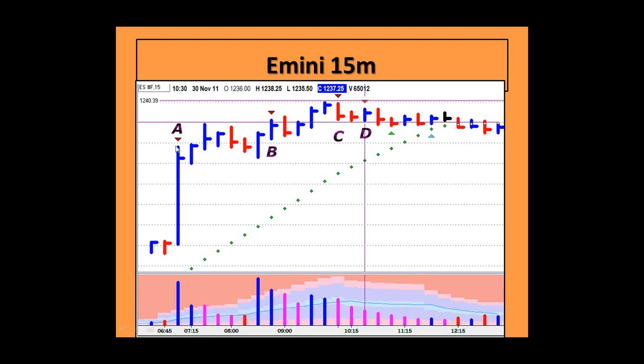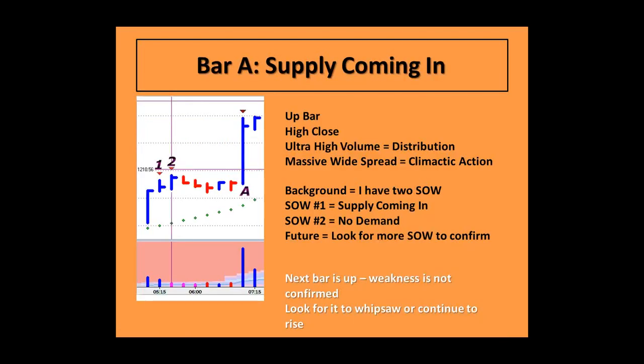Okay, so we have supply coming in. This is called the end of a rising market. Bar C is a reversal after an effort to rise, and D is a no demand. Okay, and I'm going to explain them one by one, so don't worry. All right, here's bar A. It is an up bar. It closes on the high. Ultra high volume, which equals the distribution or selling phase.